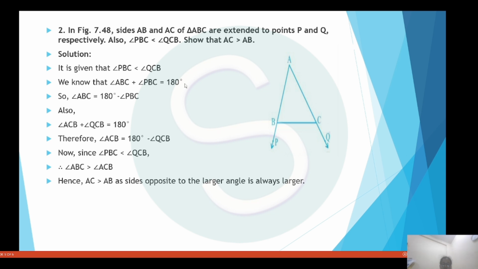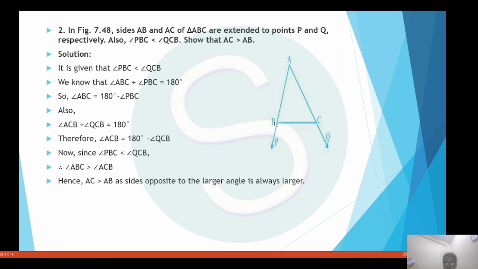So how we can proceed? So यहाँ पे हम क्या कर सकते हैं, हमें ये गिवन है कि PBC जो है हमारा is less than QCB. Okay, so we will use a property of linear pair axiom here. So by linear pair axiom, ABC plus PBC equals to 180 degree, right? तो हमें पता है कि ABC plus PBC equals to 180 degree. So we can write ABC equals to 180 degree minus PBC.